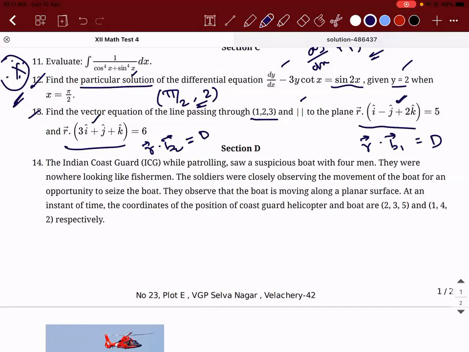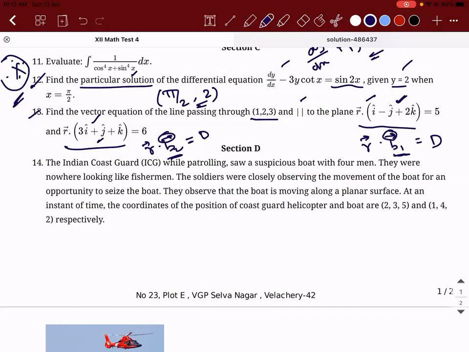Then what we need to do is find the equation of the line passing through this point and perpendicular to these planes. So what can we do? Tell me, what does b1 vector and b2 vector represent with respect to these planes? So they represent the normal vectors of the planes.